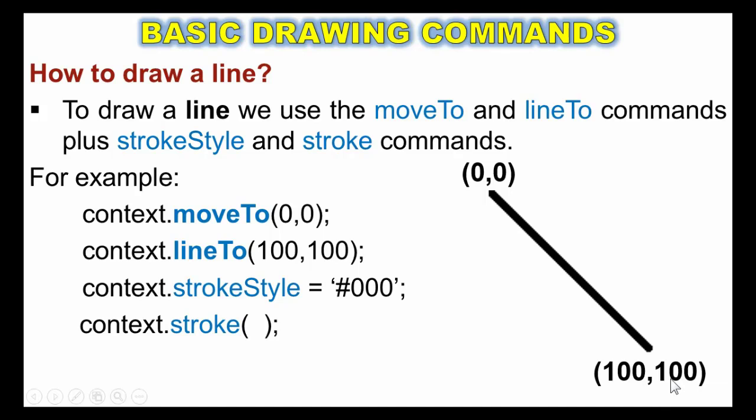To make the line or path visible, we need to stroke it or fill it. Like for example, the command context.strokeStyle, we pass red, green, and blue in hexadecimal, and it is a black color. And then finally, context.stroke will draw the line colored black on the canvas.